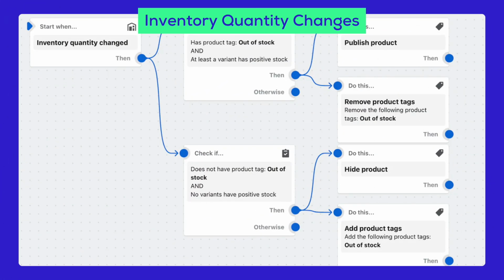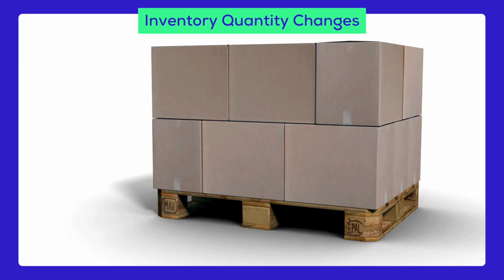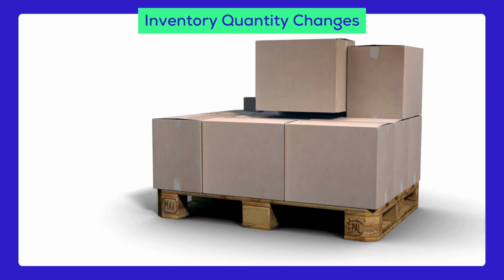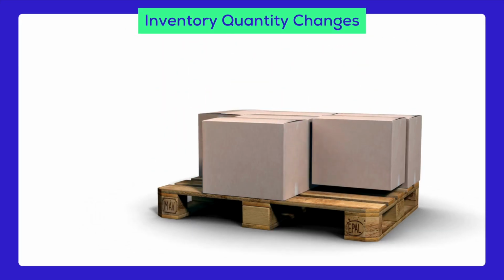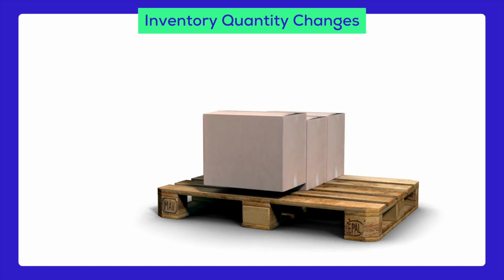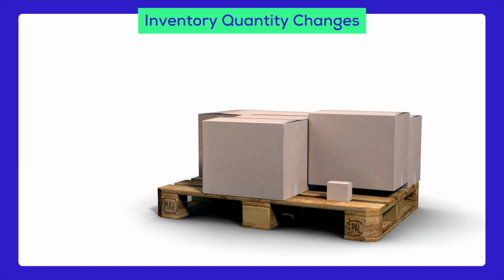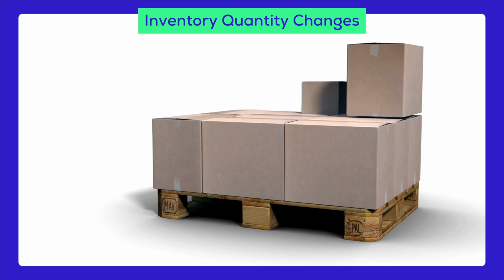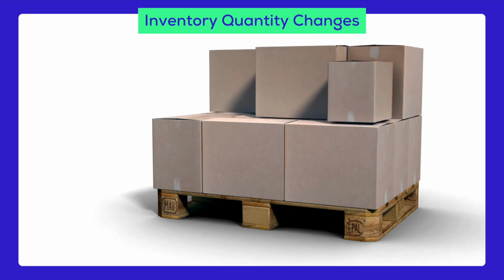The second workflow is inventory quantity changes. Stockouts happen, and most visitors understand that. The problem arises when merchants don't communicate that a product is out of stock. This workflow automatically hides a product from your online store when it goes out of stock. When the item is back in stock, it republishes the product and notifies your marketing team to reactivate the ads.